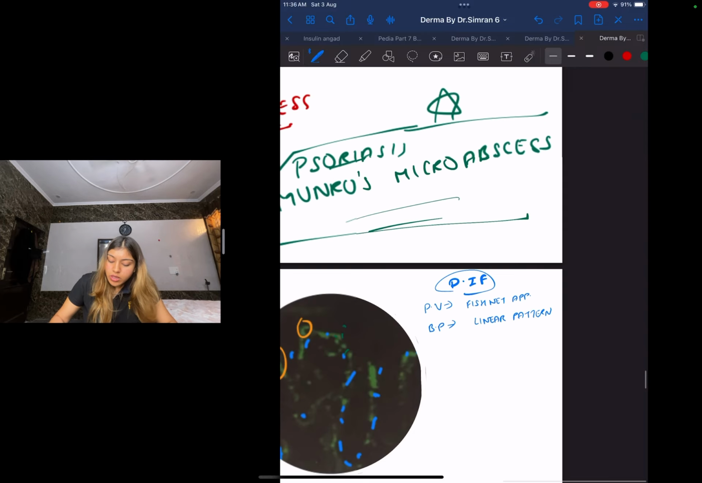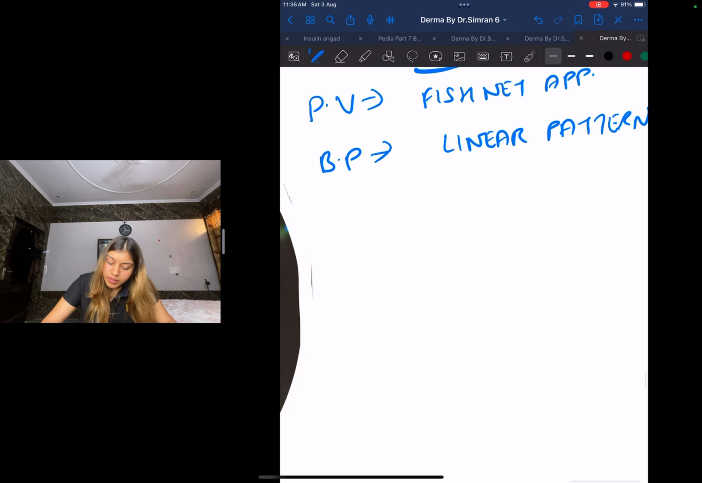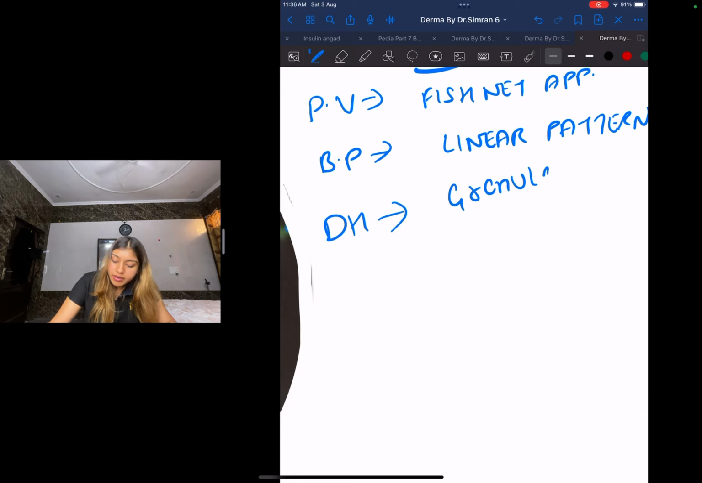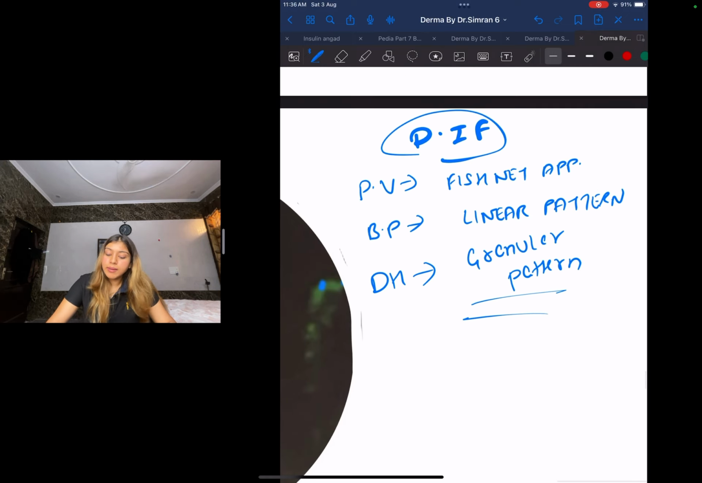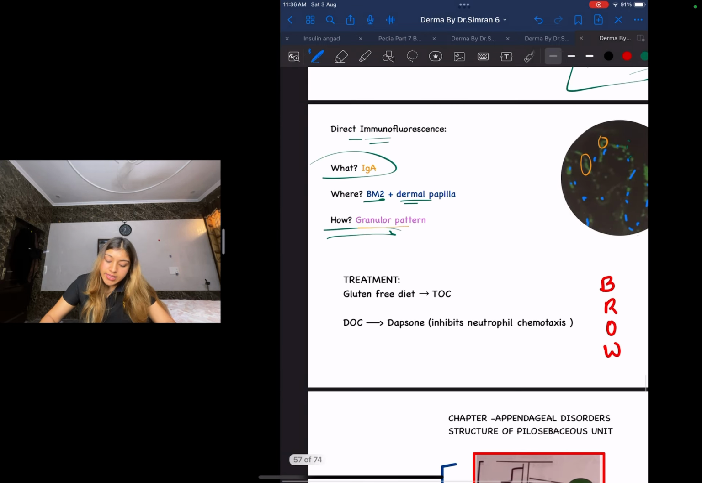Whereas for patients with dermatitis herpetiformis, what did I get? I got a granular pattern. Okay, so over here I have made a small table which basically revised all types of direct immunofluorescence for me. Okay, done. Now, guys, let us move on.